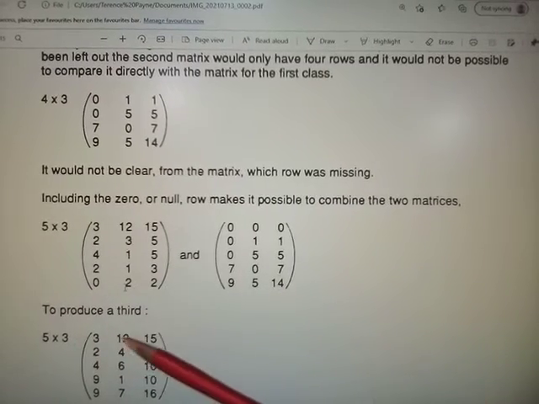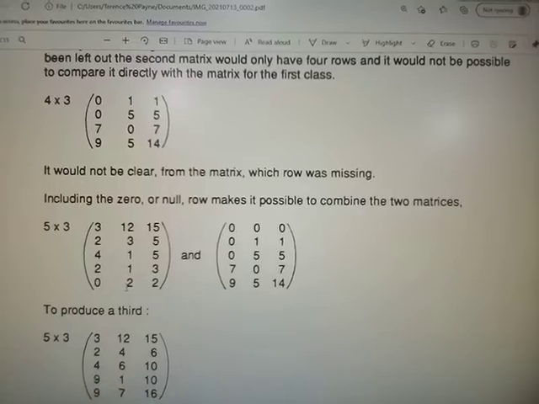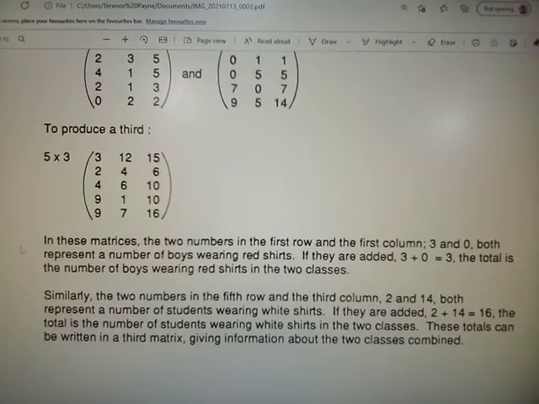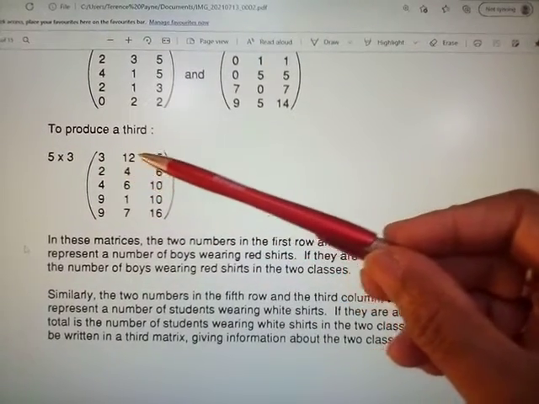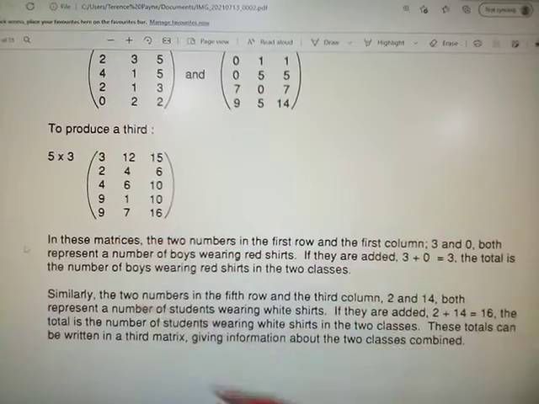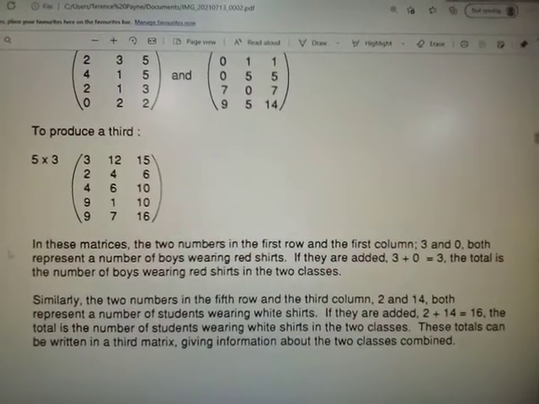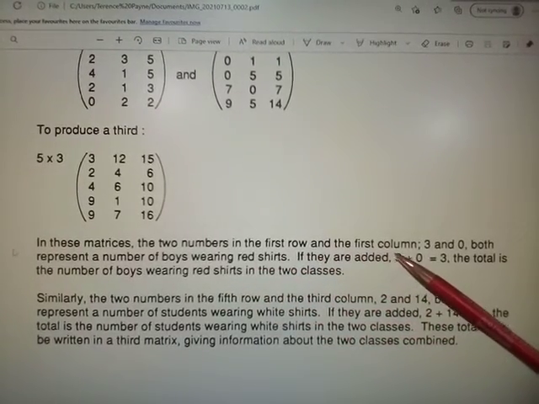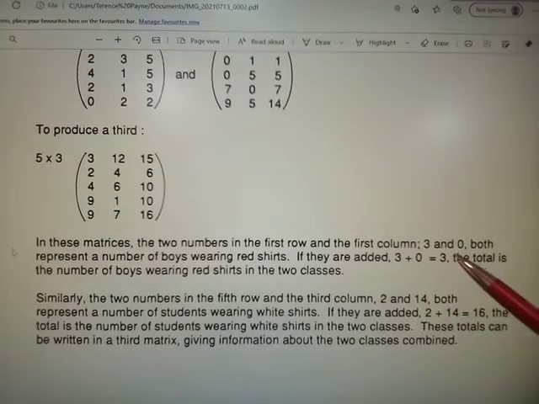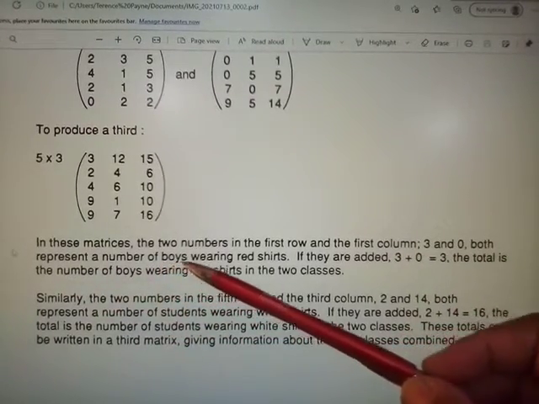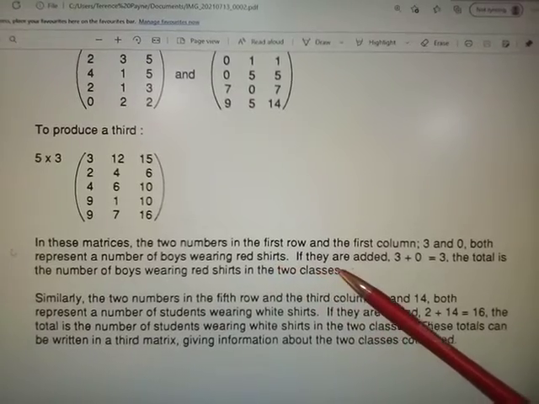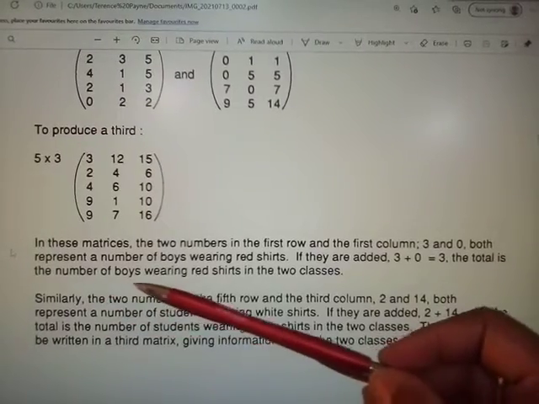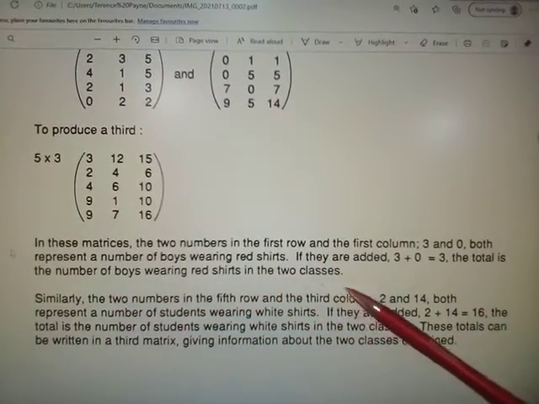To produce a third 5 by 3, in these matrices, the 2 numbers in the first row and the first column, 3 and 0, both represent a number of boys wearing red shirts. If they are added, 3 plus 0 equals 3, the total is the number of boys wearing red shirts in the 2 classes.